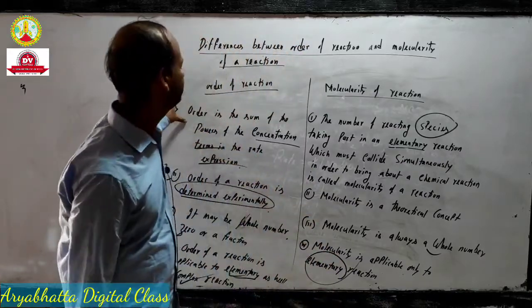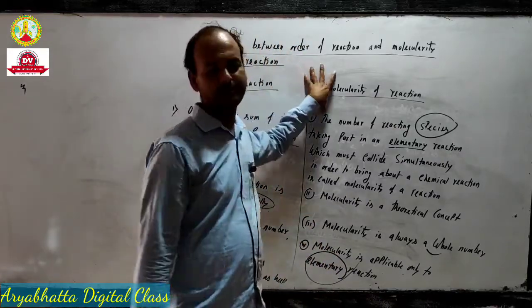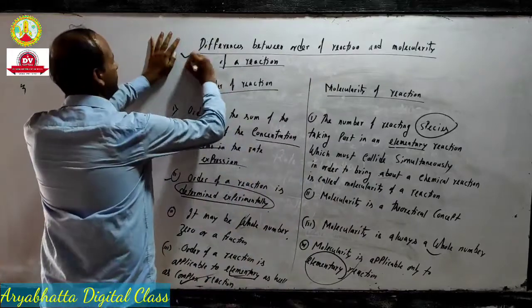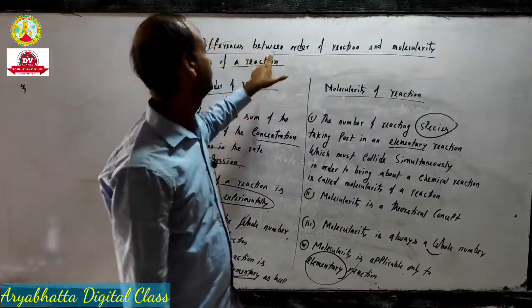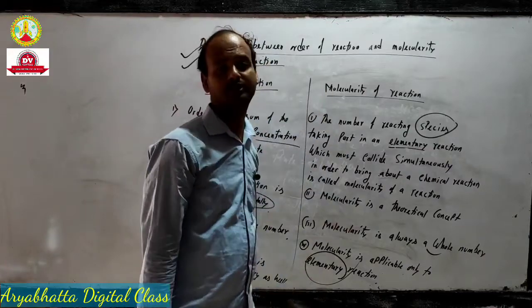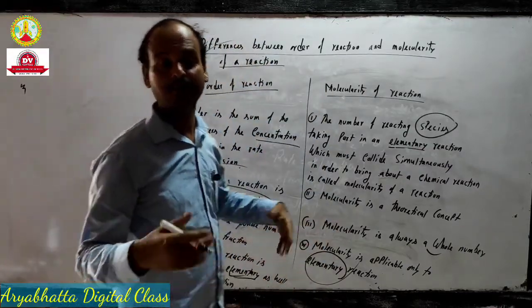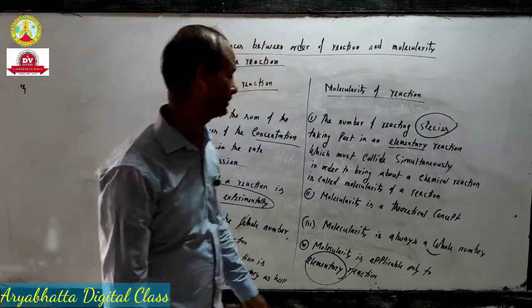These are the differences between order of reaction and molecularity of reaction. This is a very important question for your board exam. How can you distinguish between order of reaction and molecularity of reaction? Now clear?